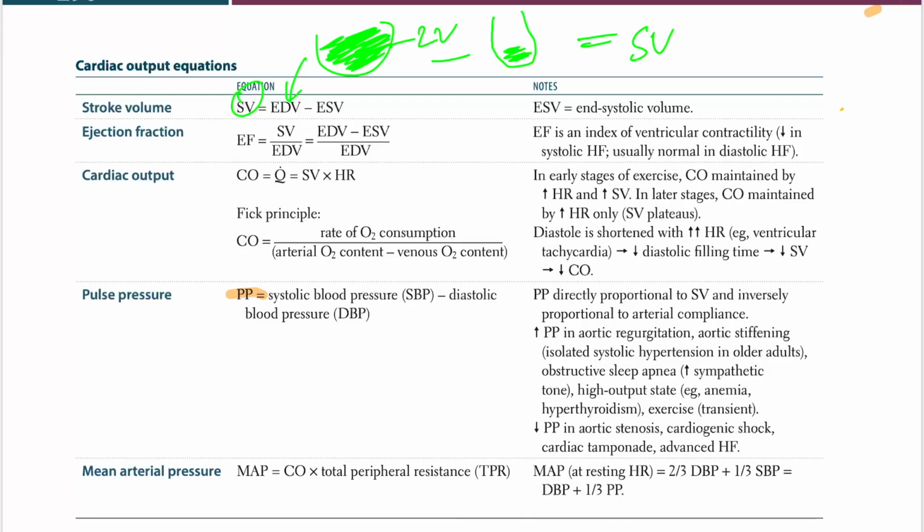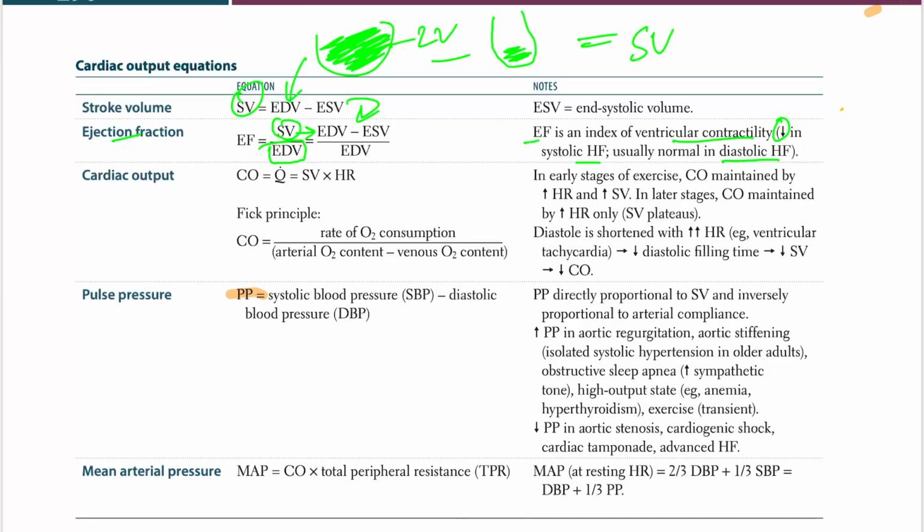Okay, so ejection fraction, EF, equals again the stroke volume divided by the end-diastolic volume. And stroke volume is EDV minus ESV, so EF is EDV minus ESV divided by EDV. EF is an index of ventricular contractility. Important thing: it decreases in systolic heart failure, and is usually normal in diastolic heart failure.